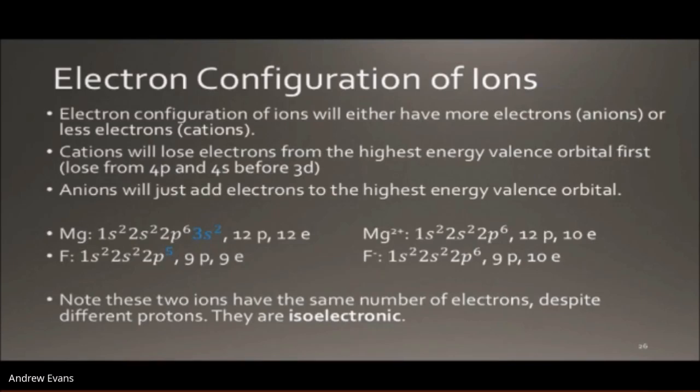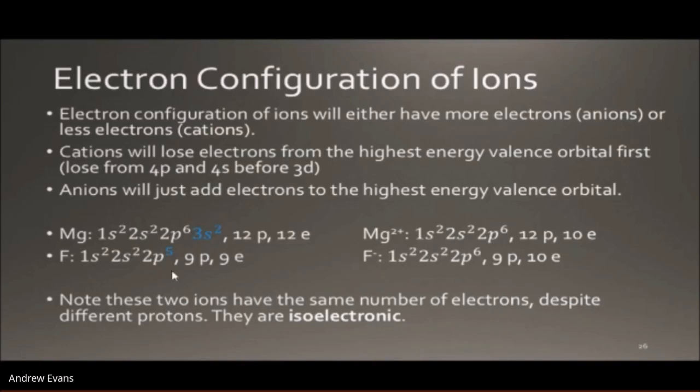The last thing we will really focus on here is the electron configuration of ions. So how does it change these guys to lose or gain electrons? Well, to gain electrons is going to be the easiest. To lose electrons, it's going to be a little bit harder. When we gain electrons, we'll just put the electrons into the highest energy orbital. We're just going to add electrons.